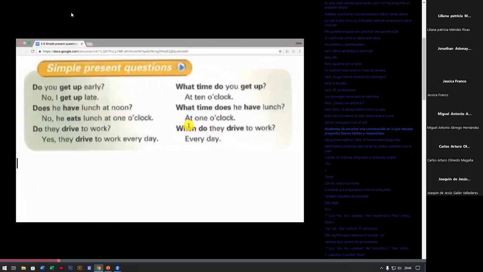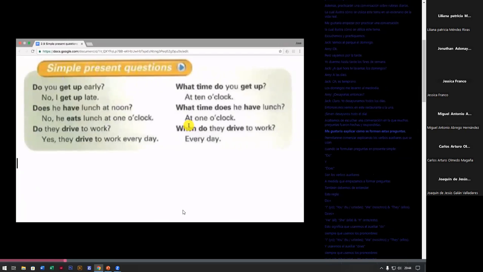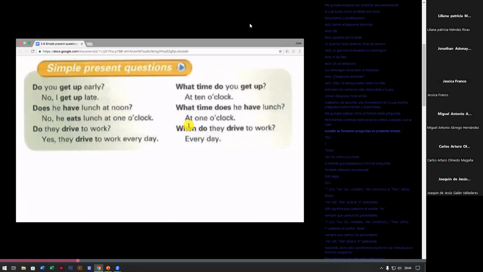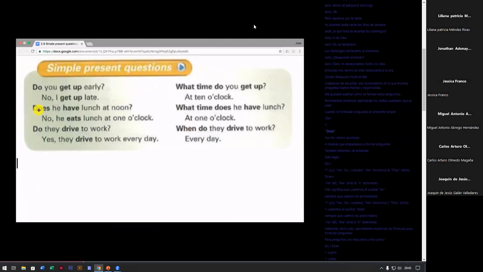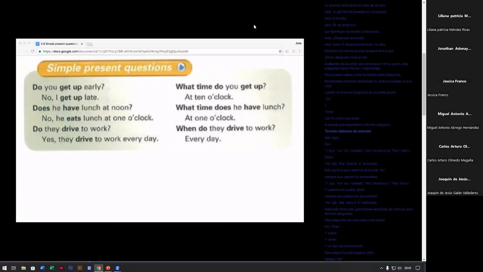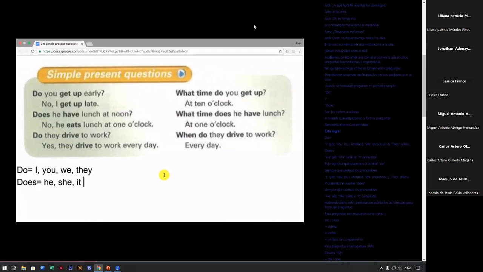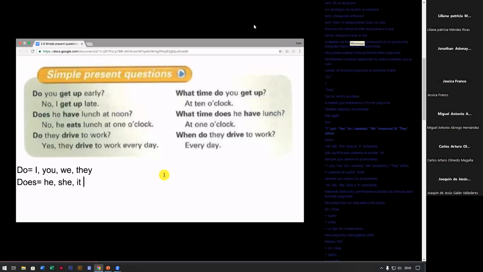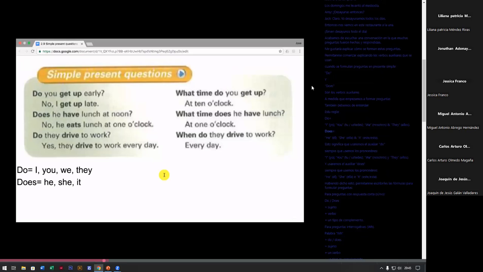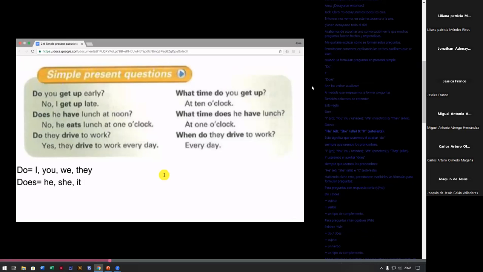We just heard a conversation in which lots of questions were asked and answered. I would like to explain how these questions are formed. Let me start by explaining the auxiliary verbs that are used when forming questions in the simple present. Do and does are the auxiliary verbs. As we start forming questions, you must also understand this rule. Do equals to I, you, we, and they. Does equals to he, she, and it.